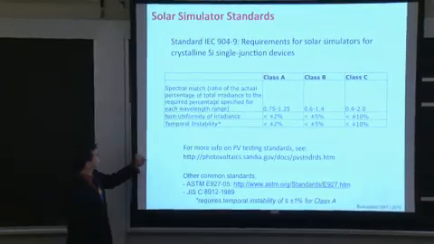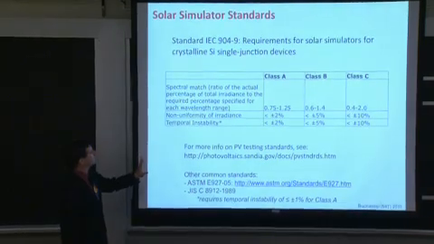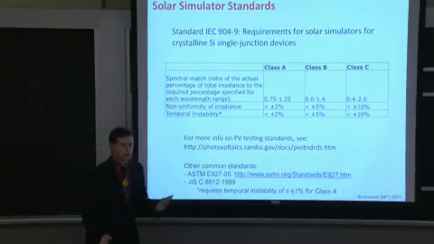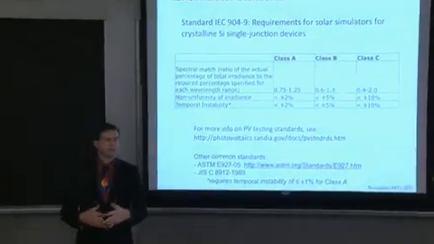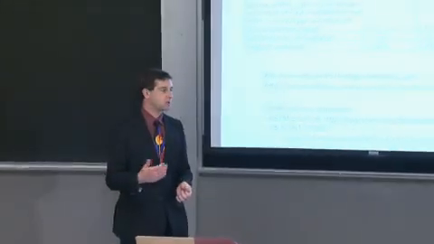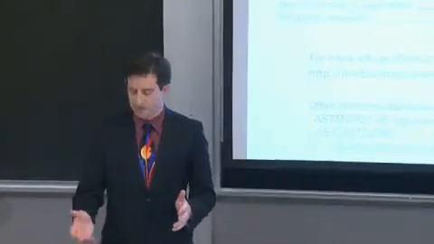So that would be spectral match, non-uniformity, and then temporal stability. You'll typically see solar simulators rated in this way: AAA, or Class B, or AAB, and so forth. So again, note the significant figures. That's where that comes from. It's pretty straightforward.